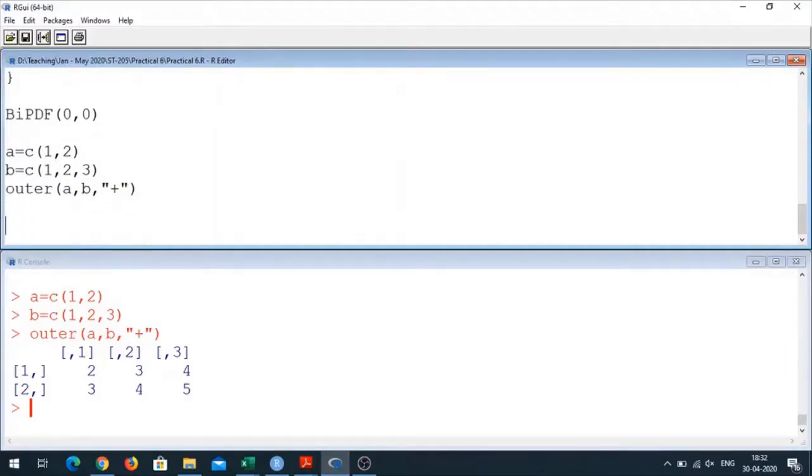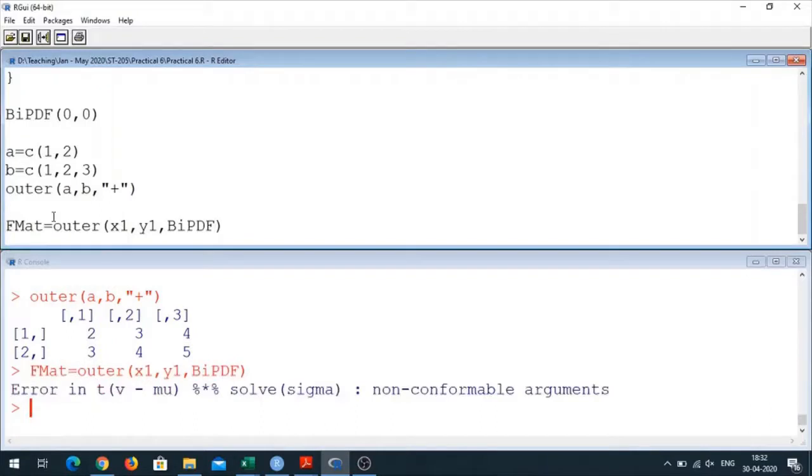So what we want to do is we want x1 here, y1 here, and then myPDF here. Let me store it in some matrix. Let me call it fmat, a PDF matrix. So fmat be outer x1, y1, and myPDF. Now, why this error?